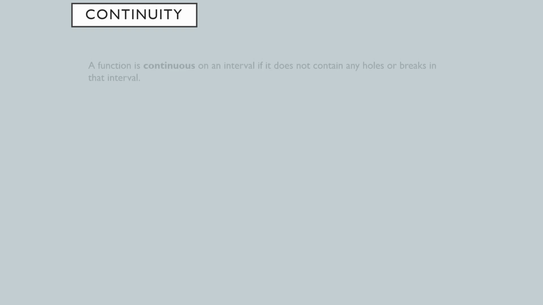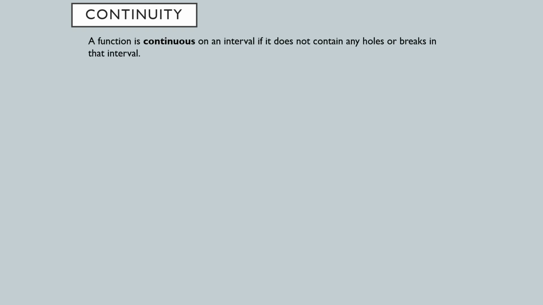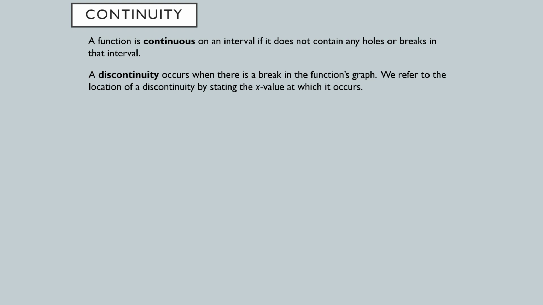So what does it mean for a function to be continuous? Well, a function is continuous on some interval if it does not contain any holes or breaks in that interval. Now, a discontinuity occurs when there's a break in the function's graph. And as usual, when we refer to where something happens on a function's graph, we do so by stating the x value at which it occurs. And that's exactly what happens when we state where we have a discontinuity. We talk about the x value at which that discontinuity happens. So let's take a look at some examples.